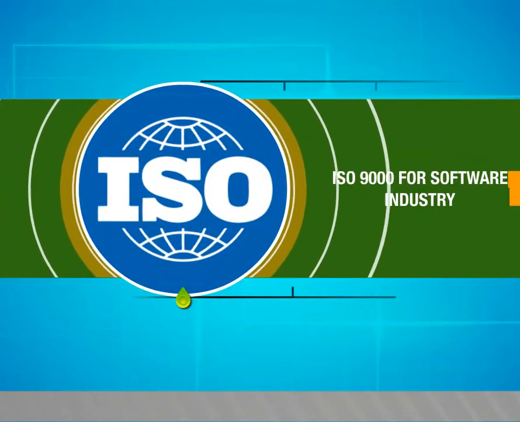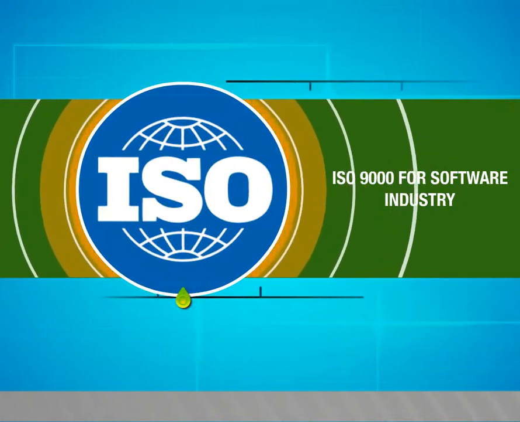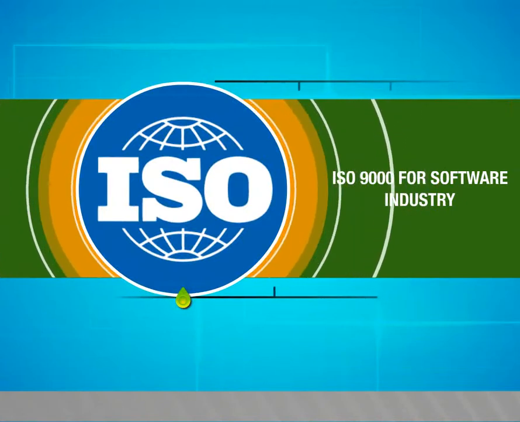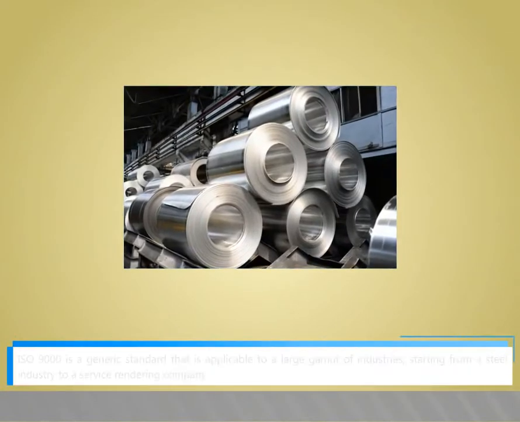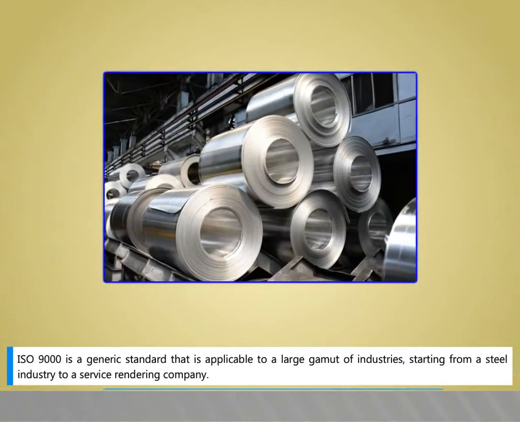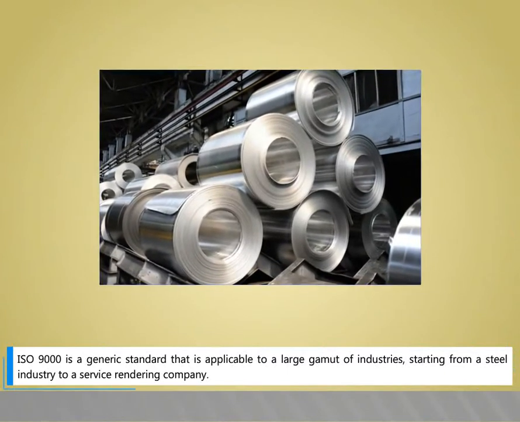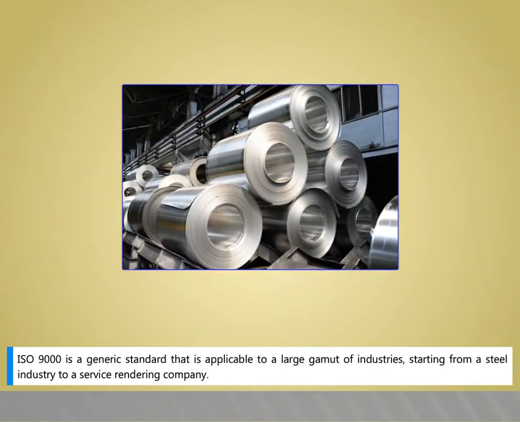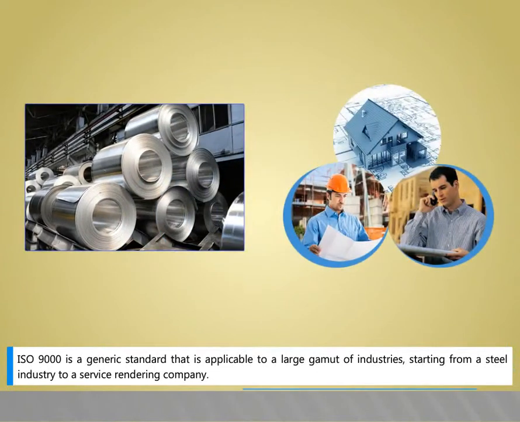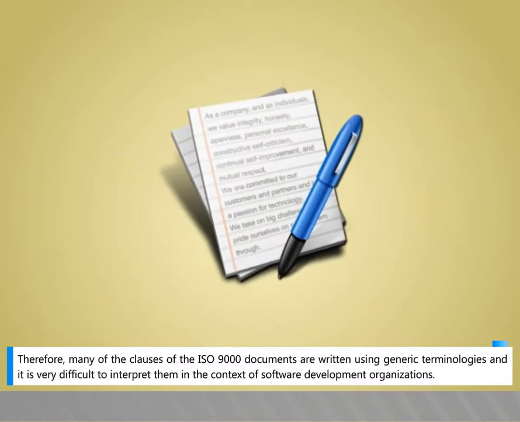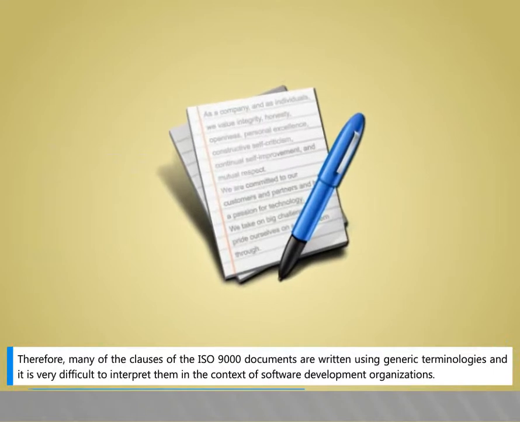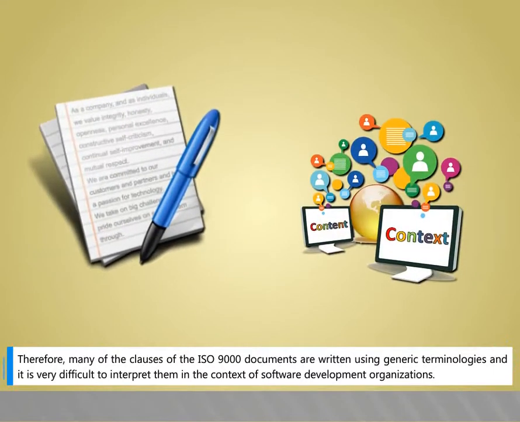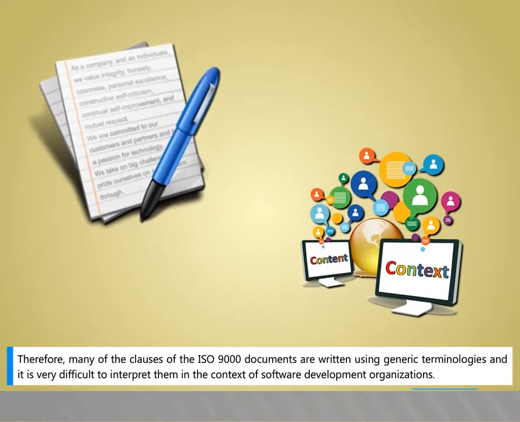ISO 9000 for software industry. In this video, we are going to see about ISO 9000 for software industry. ISO 9000 is a generic standard that is applicable to a large gamut of industries, starting from a steel industry to a service rendering company. Therefore, many of the clauses of the ISO 9000 documents are written using generic terminologies, and it is very difficult to interpret them in the context of software development organizations.